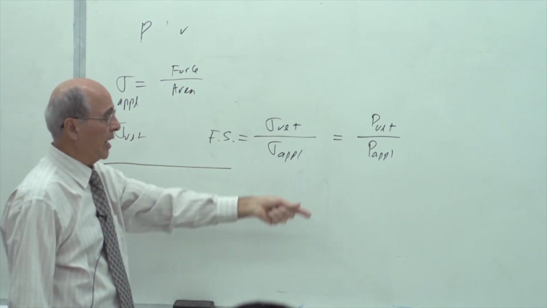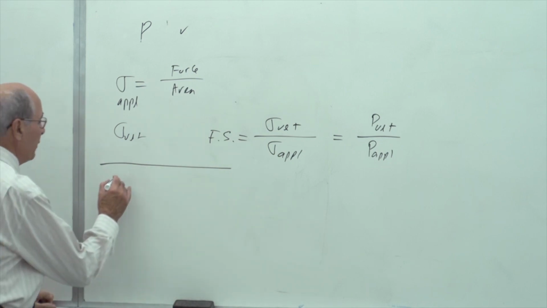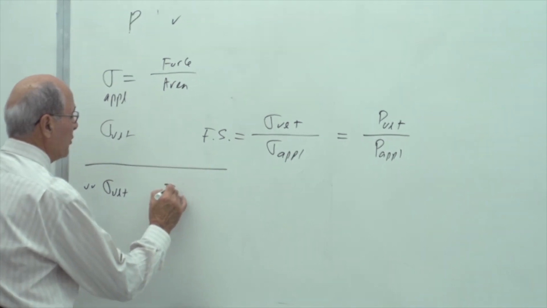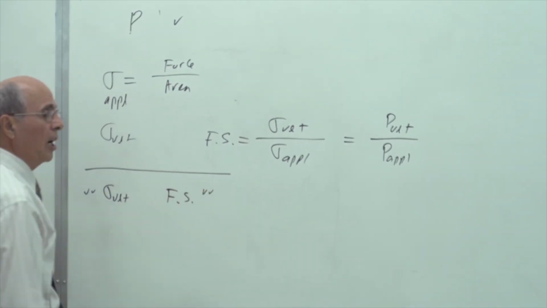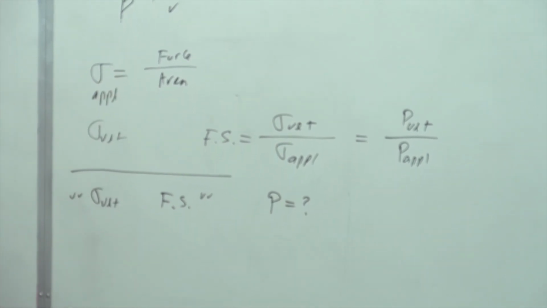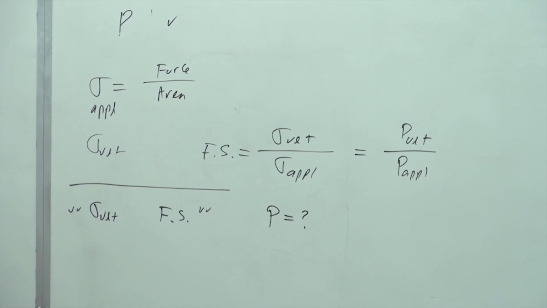Factor of safety, again, we give it to you. Sometimes we do it in reverse. I give you the sigma ultimate, this is the data. I give you the factor of safety ahead of time, and the question is, what's the value of P? I'm going to do an example like that in just a few seconds, after I go through the first two concepts. Is that understood? Yes?